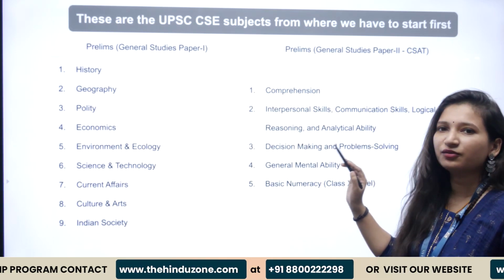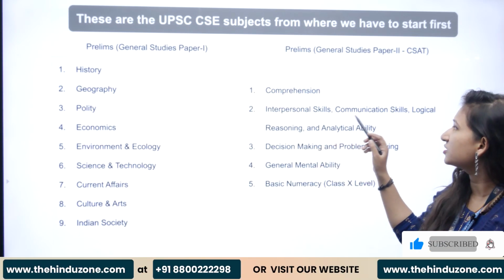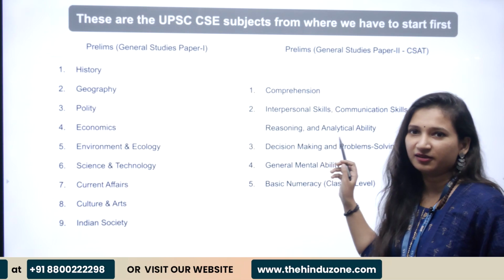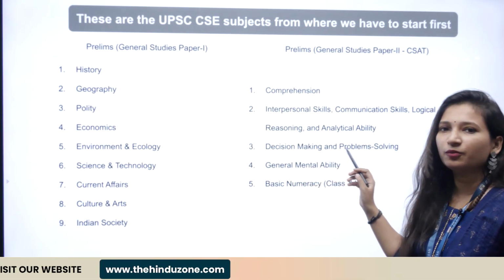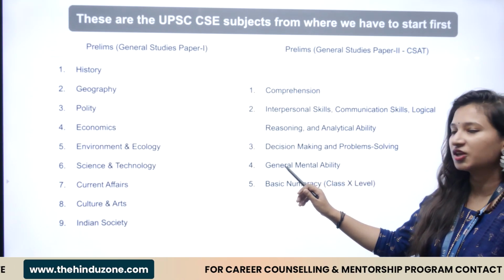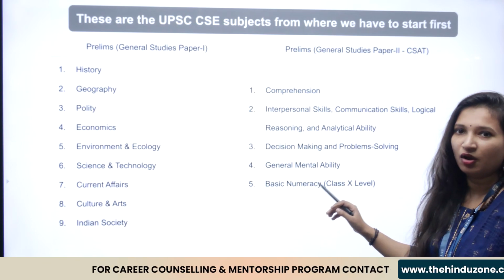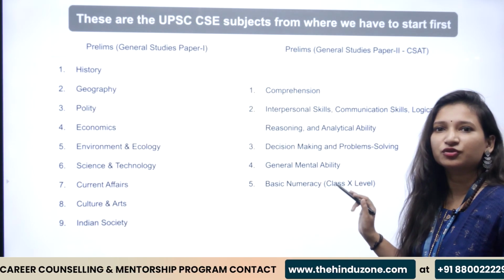In CSAT, we have to cover these topics: comprehension, interpersonal skills, communication skills, logical reasoning and analytical ability. Number 3, decision making and problem solving. Number 4, general mental ability. Number 5, basic numeracy of class 10th level. These are the topics we have to cover in CSAT.